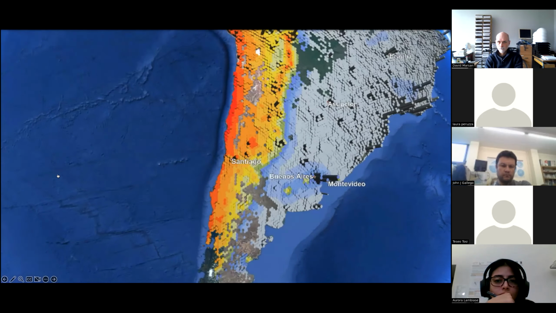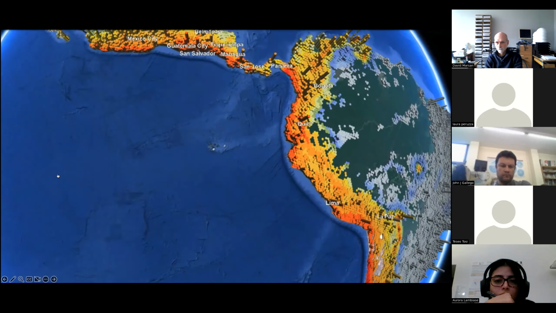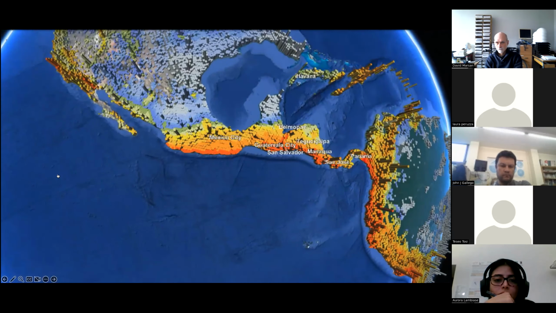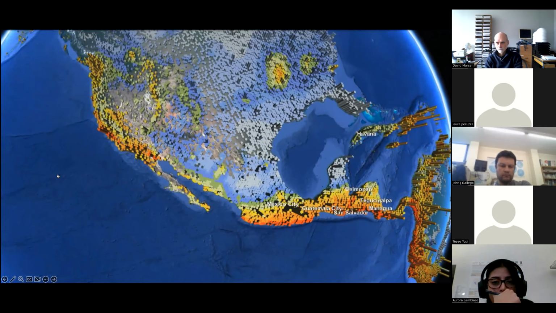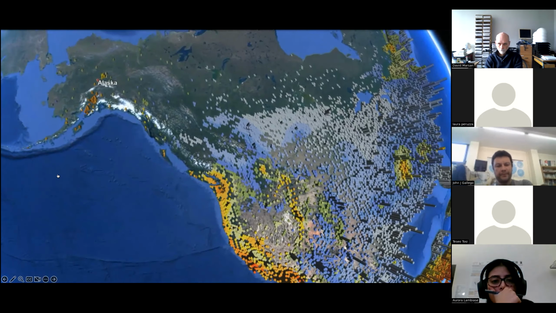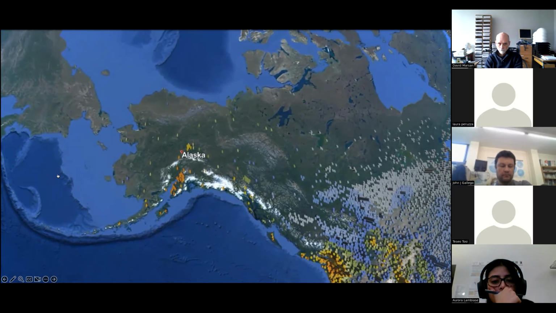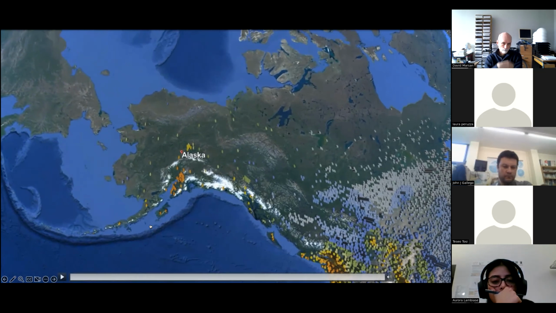I also just want to show this process all the way from South America to North America. We have over there Santiago in Chile, Lima, Bogota, Quito. Quito also has very high seismic hazard and high exposure. Central America, relatively small countries, but most of the countries in Central America are exposed to relatively high seismic hazard, like El Salvador, Costa Rica, and then all the way to Alaska.